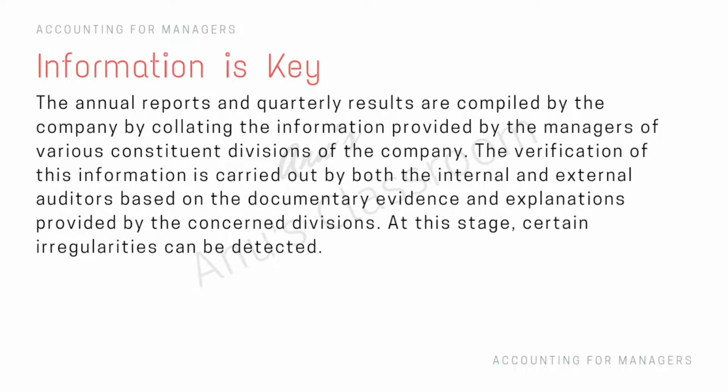The annual reports and quarterly results are all compiled by the company by collating the information provided by managers of various constituent divisions of the company. The verification of this information is carried out by both internal as well as external auditors based on the documentary evidence and explanations provided by the concerned divisions. At this stage, certain irregularities may start getting noticed or detected.